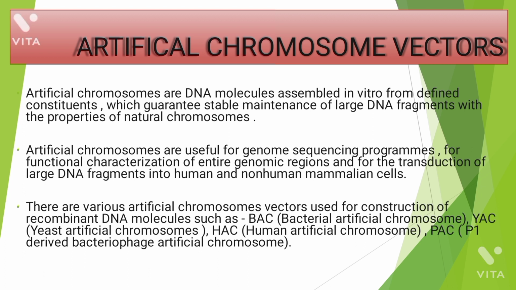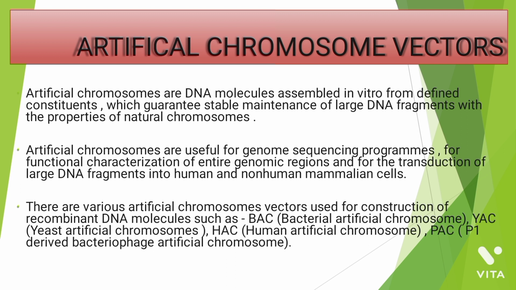Artificial chromosomes are DNA molecules assembled in vitro from defined constituents that guarantee stable maintenance of large DNA fragments that are inserted into the vector. Artificial chromosomes have various applications: they are used for genome sequencing programs, for functional characterization of entire genomic regions, and for the transduction of large DNA fragments into human and non-human mammalian cells.